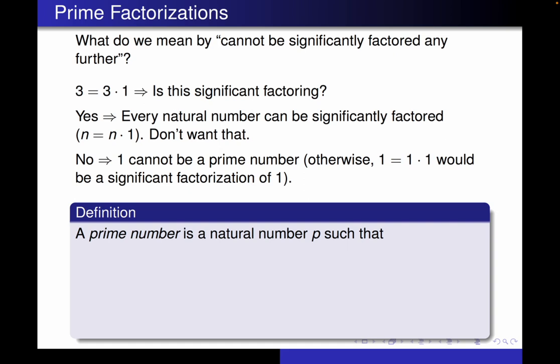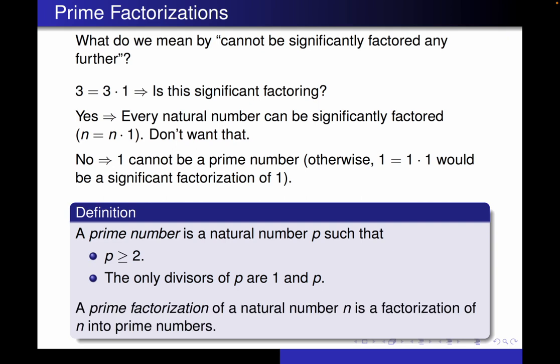So here's what we have. A prime number is a natural number p such that a couple things happen. First of all, since we want to exclude 1 for the reasons that we've already discussed, p has to be greater than or equal to 2. And then the only divisors of p are 1 and p, because if we get anything else, then we get a significant factorization of p. And then a prime factorization of a natural number n is a factorization of n into prime numbers.